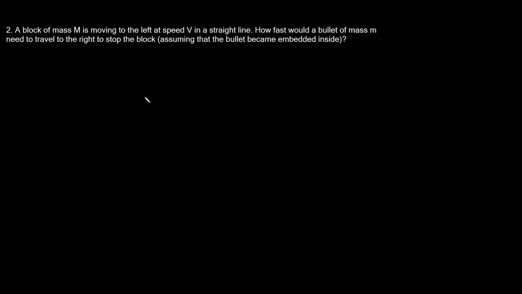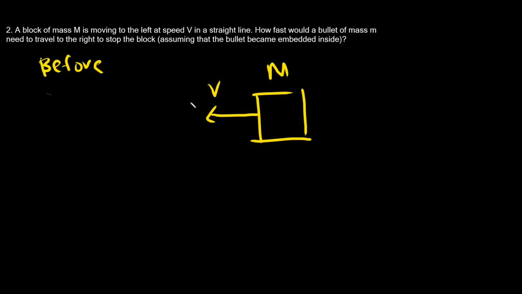A block of mass capital M is moving to the left at a speed of v in a straight line. How fast would a bullet of mass small letter m need to travel to the right to stop the block, assuming that the bullet became embedded inside? So, before collision, you have a block of mass capital M that is moving to the left at the speed of capital V. Then, there is a bullet with a mass of small letter m moving to the right with, let's say, a velocity of small letter u.